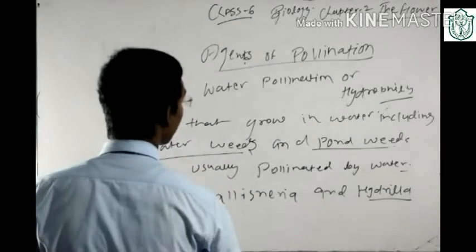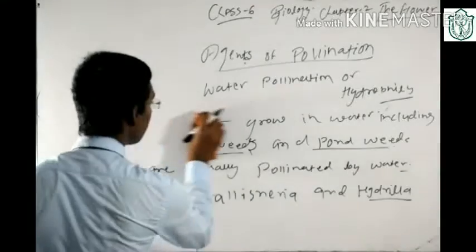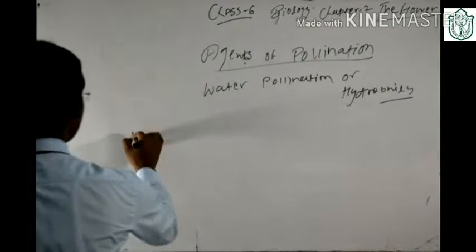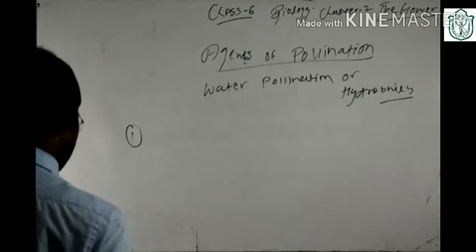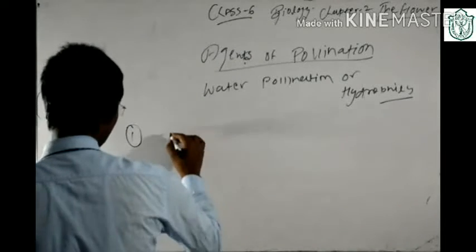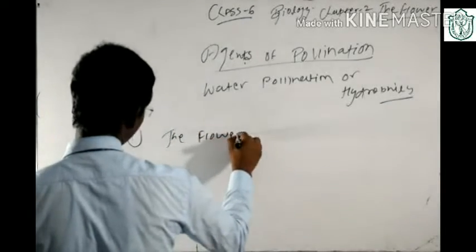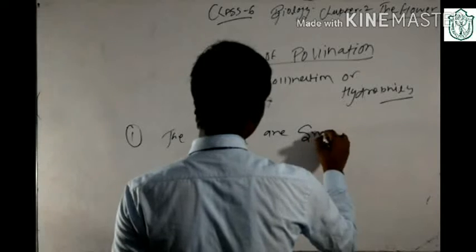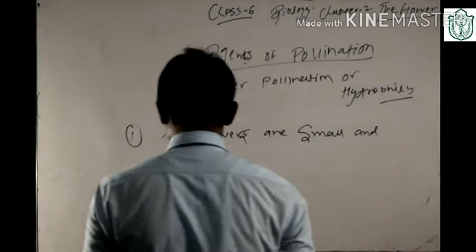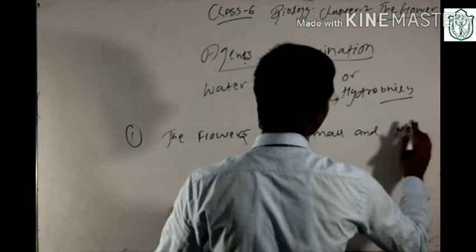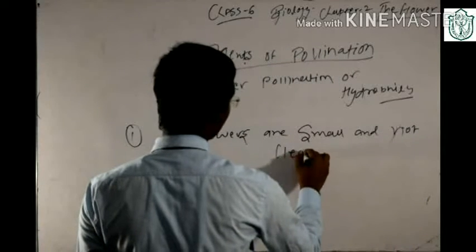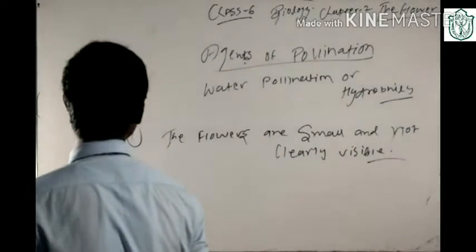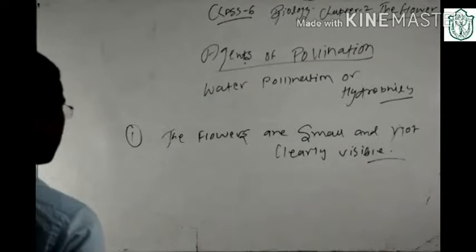Now I'm going to make you understand the characteristic features of the plants that get pollinated by the help of water. Number one characteristic feature is the flowers are small and not clearly visible. Not clearly visible. This is the first characteristic feature of the plant.